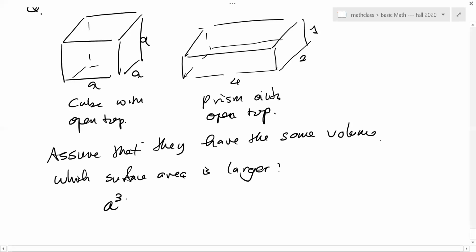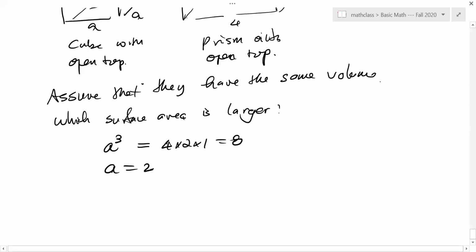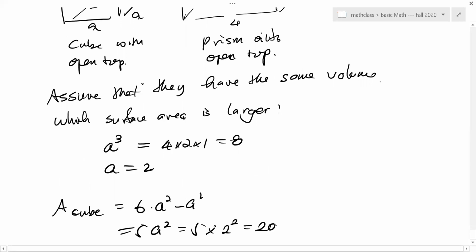Because they have the same volume, the prism is going to be 4 times 2 times 1, which is 8. So a is going to be 2, right? So let's calculate the surface area. Be careful about surface area. This time we have to subtract one face. So the surface area of the cube, I can use subtraction: 6 times a squared minus a squared, actually 5 faces here, so 5a squared. 5 times 2 squared is going to be 20, right?